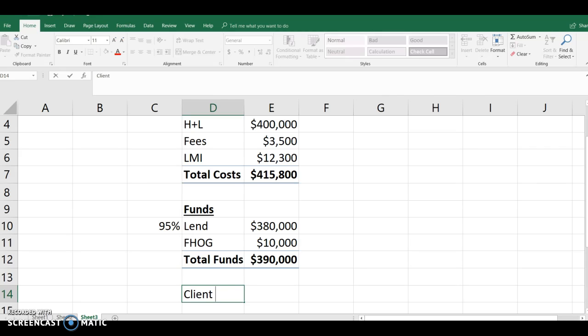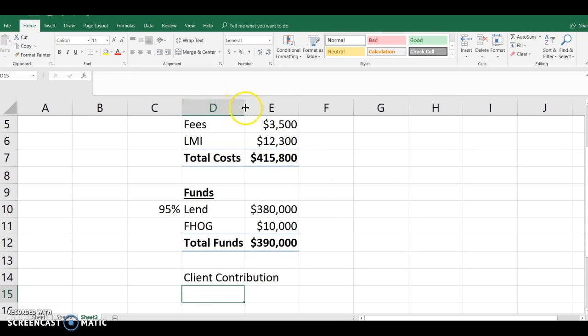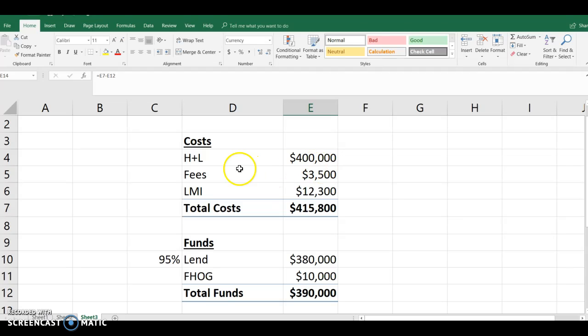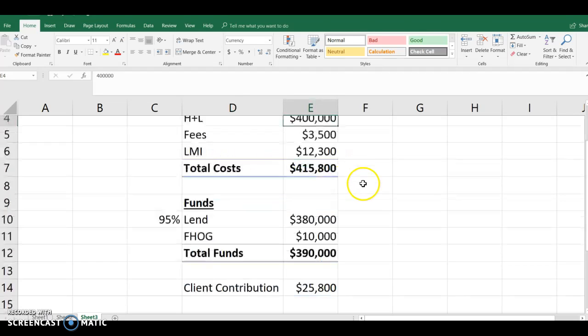Okay. Now, the client contribution. The client contribution is the difference between total costs minus the $319,000. That means the client needs to contribute $25,800 to complete the purchase of a $400,000 house and land.